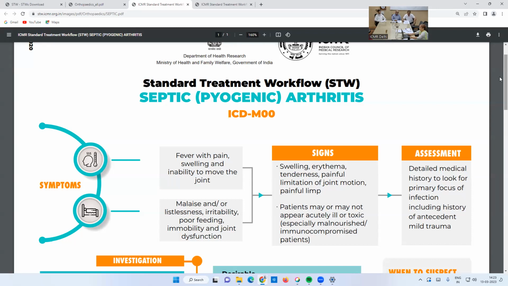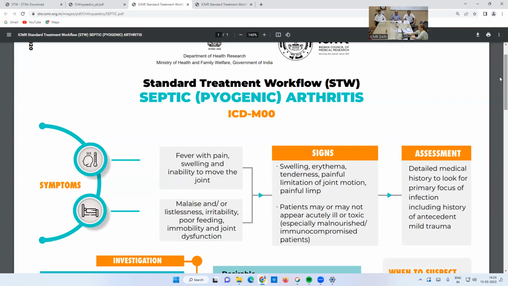So first we have to take the history, and then if we examine the patient, we may find swelling, erythema, and tenderness at the joint line, or it may be diffuse tenderness. Then there will be painful limitation of joint movement, or the patient may walk with a painful limb in the OPD or in any primary healthcare center.